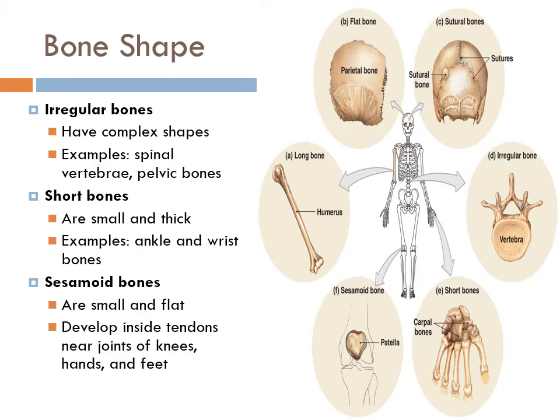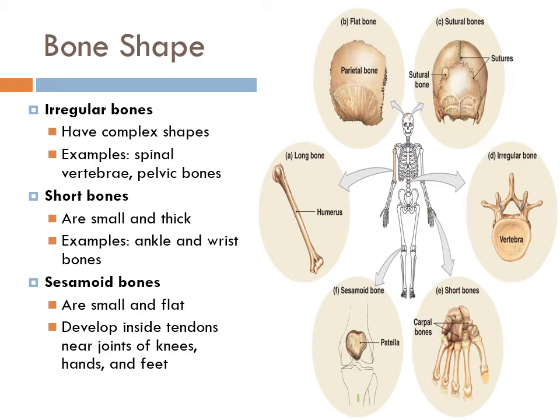Then we move on to our short bones. So here we've got short bones. So our carpals, the bones that make up our wrist, and our tarsals, which are the short bones that make up our ankles and the top of our foot, those are short bones. So they're small and thick, they're just very small little bones. So in the wrist and the ankle is where we find our short bones.